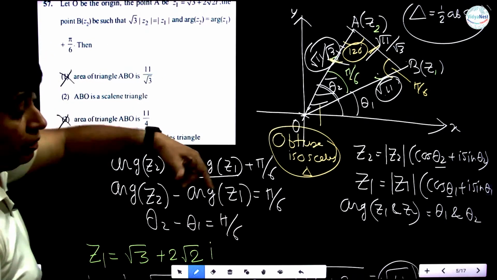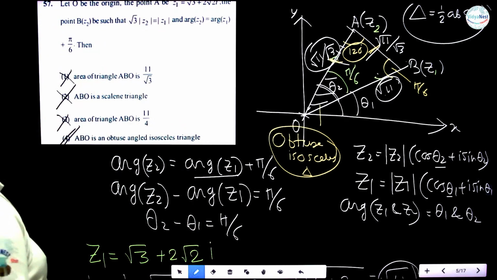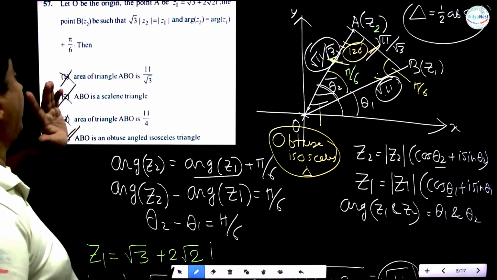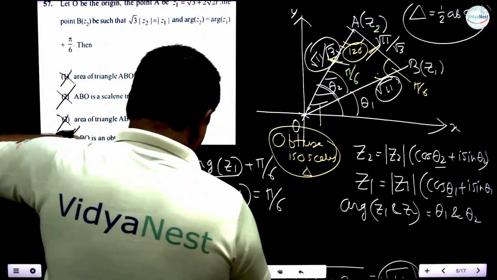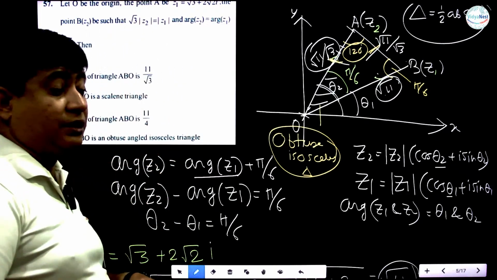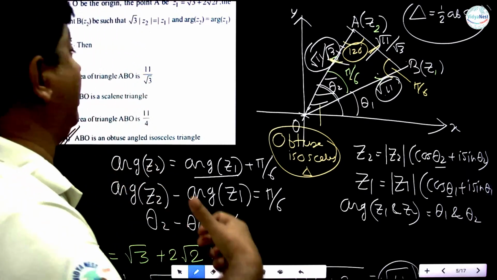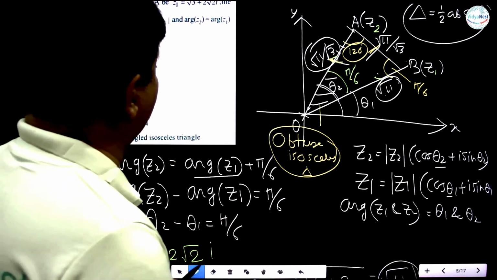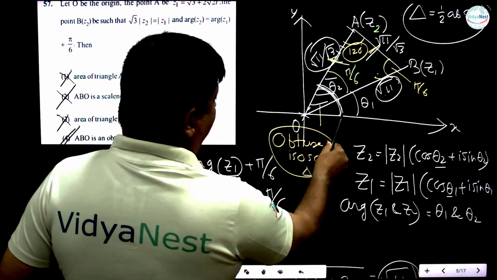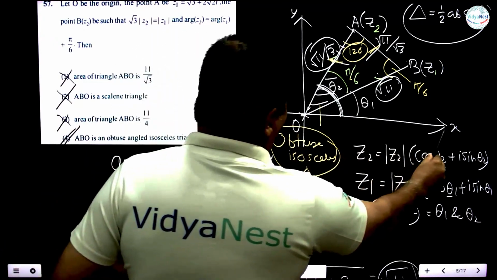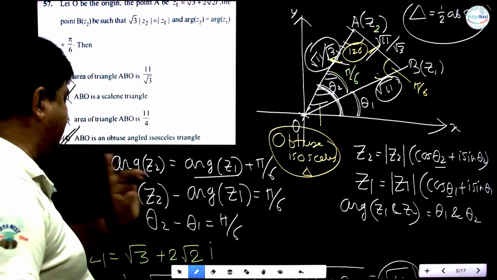Okay, so once you get obtuse isosceles triangle, this option automatically nullified. So here we have got what, ये argument of Z2 जो बोला. See, this is the angle made by this complex number with horizontal axis. इसका बीच का एंगल है 5/6.